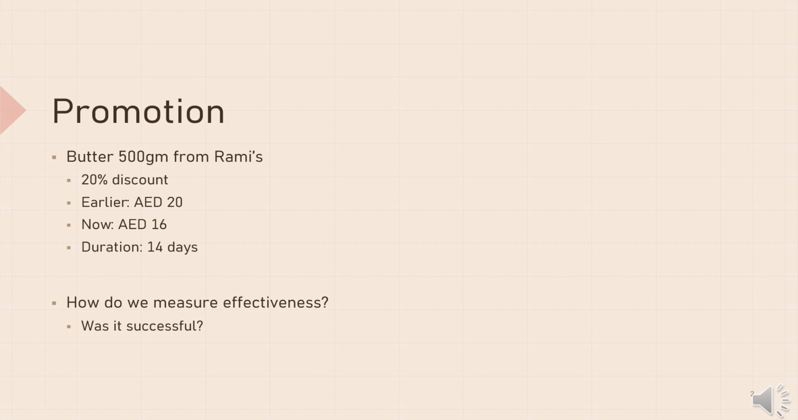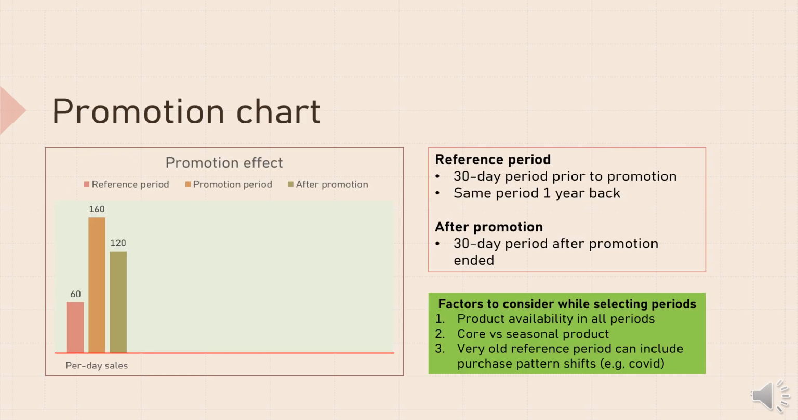And let's say the promotion was run for 14 days. So how do we measure the effectiveness of this promotion? In this figure, we see that there are three bars. The leftmost bar is the per day sales of the reference period. The middle bar is the per day sales of the promotion period, which is 14 days, we know. And the rightmost bar is the per day sales of the after promotion period.